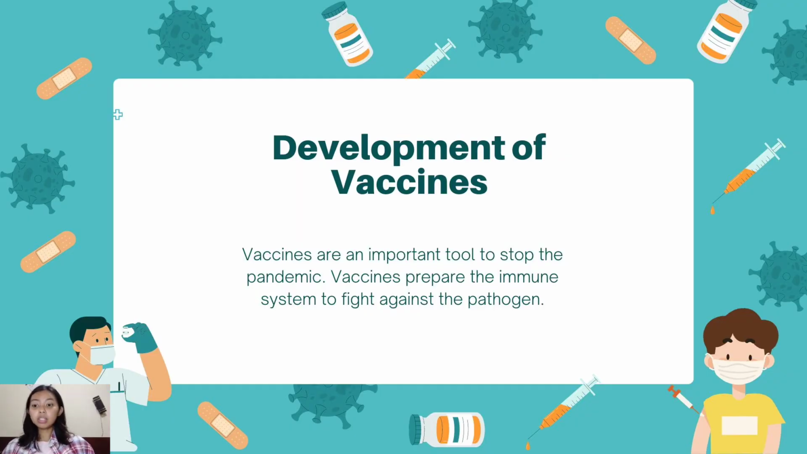Vaccines are an important tool to stop the pandemic. In the context of taking precautions to prevent the spread of the virus, the development of a vaccine that is both safe and effective is the most needed thing in this hour of crisis. Vaccines prepare the immune system to fight against the pathogen. Vaccine development involves the combined effort of biochemistry, organic chemistry, physical chemistry, and of course biology.